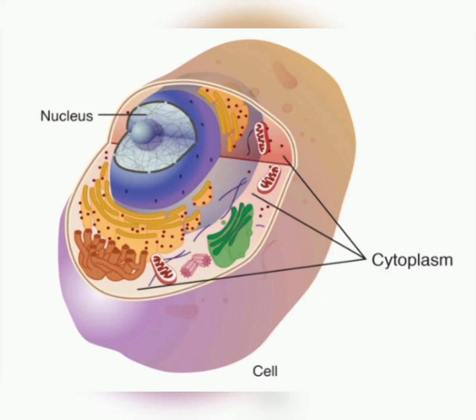Third one is cytoplasm. The cytoplasm is a thick, clear, jelly-like substance present inside the cell membrane. Most of the chemical reactions within a cell take place in this cytoplasm. The cell organelles such as endoplasmic reticulum, vacuoles, mitochondria, ribosomes, are suspended in this cytoplasm.